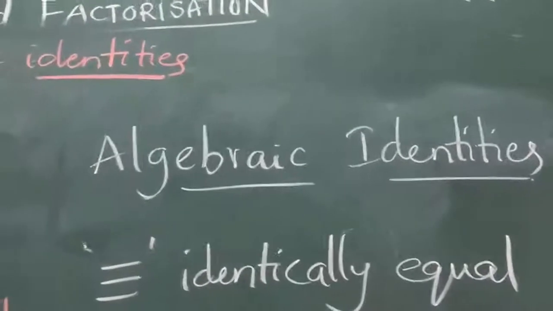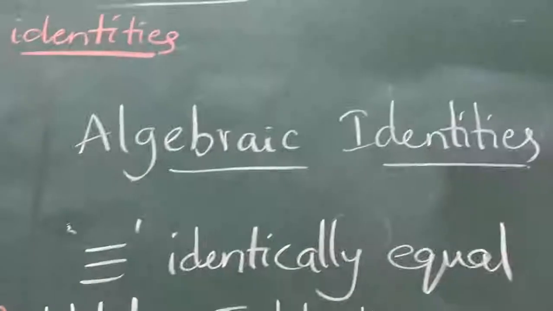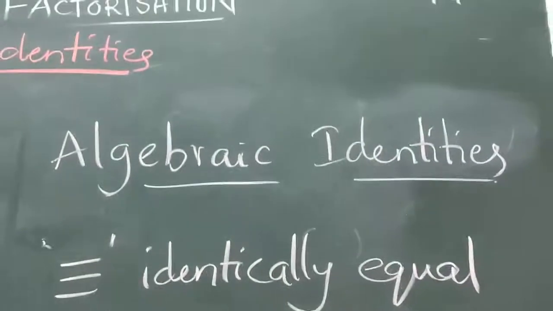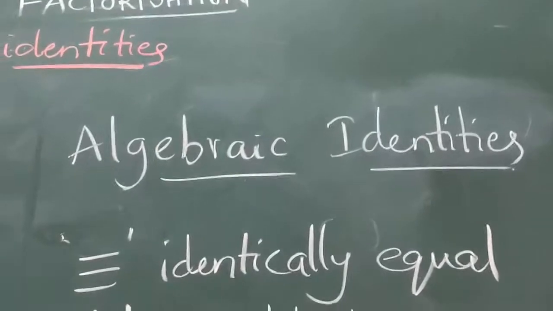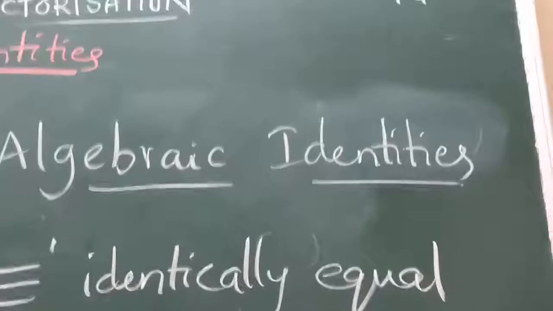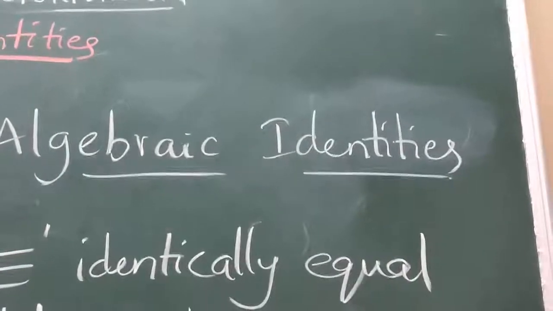Recall that an algebraic identity is an algebraic equation that is true for all values of the variables occurring in it, children. Okay, this symbol is used for identically equal. Okay, now I will show the chart, children.